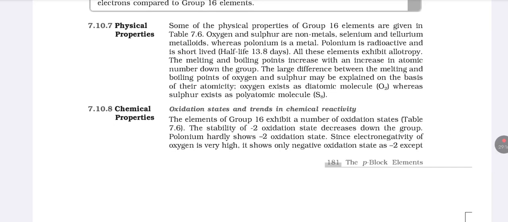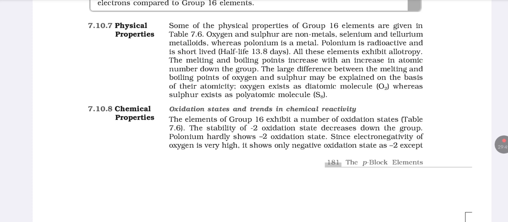Physical properties: some of the physical properties of group 16 elements are given. Oxygen and sulfur are non-metals. Selenium and tellurium are metalloids. Polonium is a metal. Polonium is radioactive and short-lived. All these elements exhibit allotropy. The melting and boiling points increase with an increase in atomic number down the group.